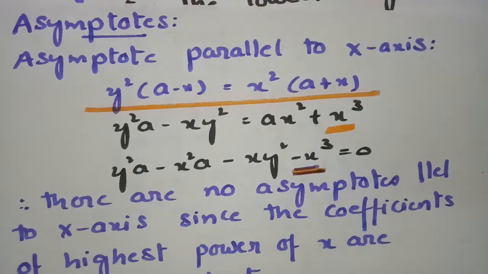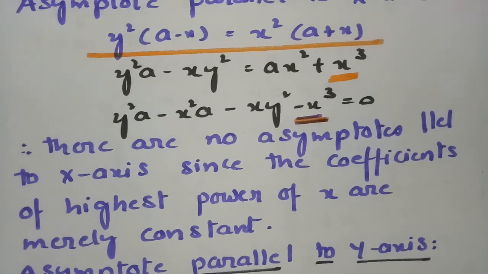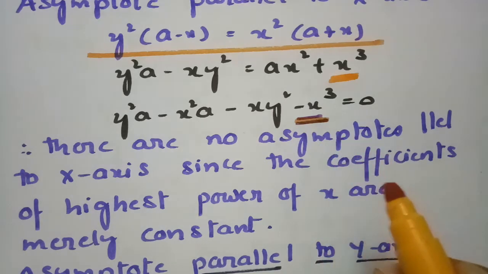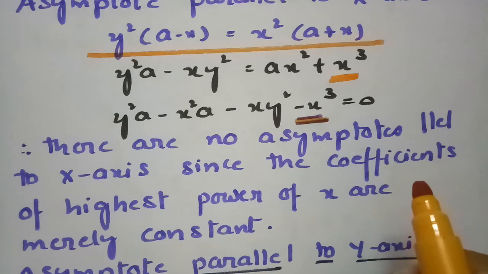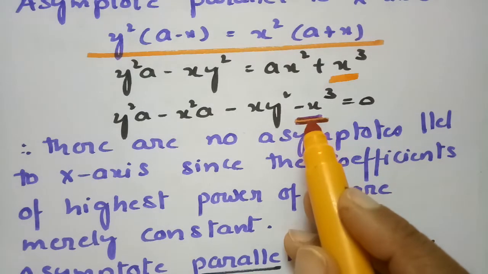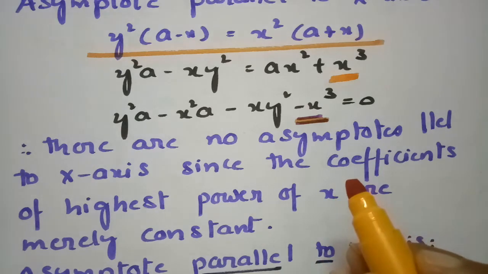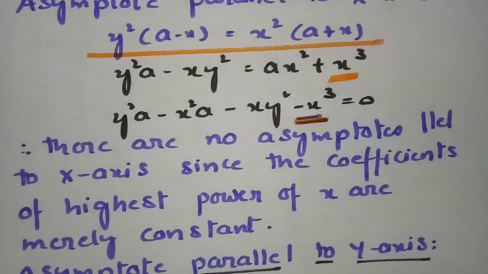As I said in my previous videos, there are no asymptotes parallel to the x-axis since the coefficient of the highest power of x is merely a constant. If there is any variable, we pull it out and make it the asymptote parallel to the x-axis. If it is a constant, there are no asymptotes. Clear?